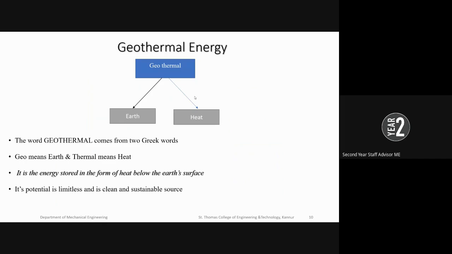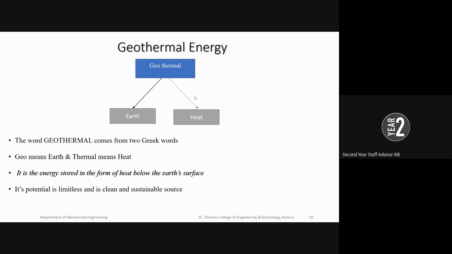Next, we are going to discuss geothermal. We already discussed this, but as I told you, it was not finished, so we are taking it for this period. So geothermal: from the name itself you can understand what is meant by geo, which means earth. Then thermal means heat.